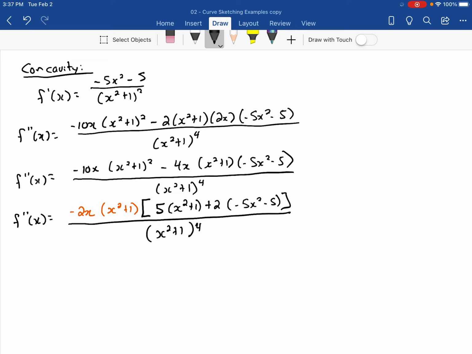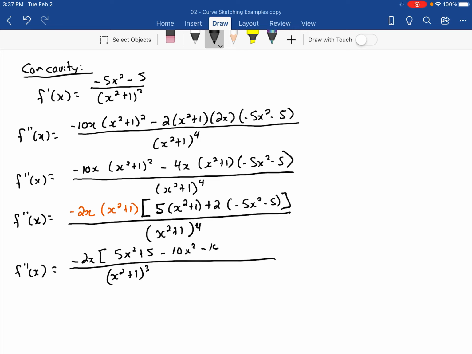I'm going to do a couple things in this next step and keep this negative 2x, but that x squared plus 1 that's popped out, it cancels with one of the x squared plus 1s in the bottom, so the denominator is now only x squared plus 1, and that's a cubed now. And then in the bracket, lots of good things happen. We'll do it in 2 steps here. I get 5x squared plus 5 minus 10x squared minus 10. And boy, does that ever simplify up nicely.